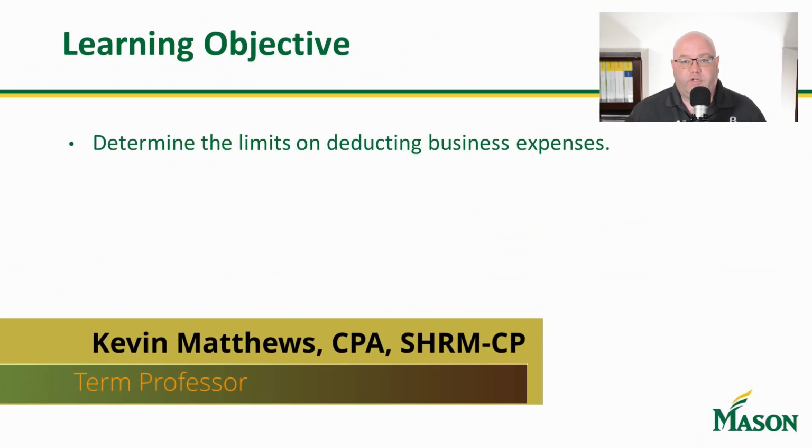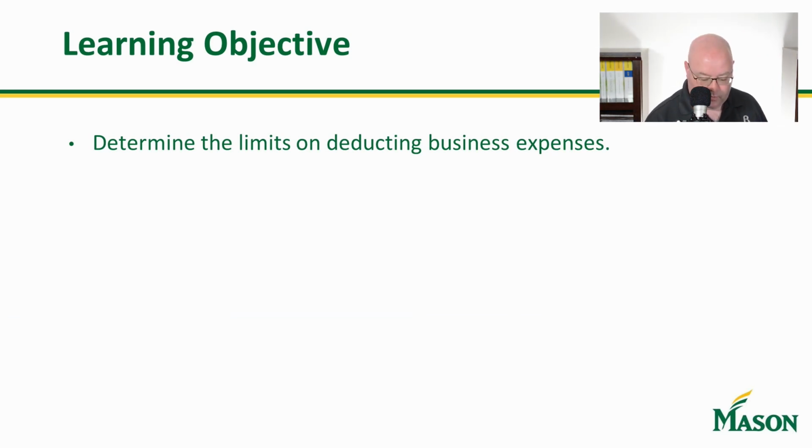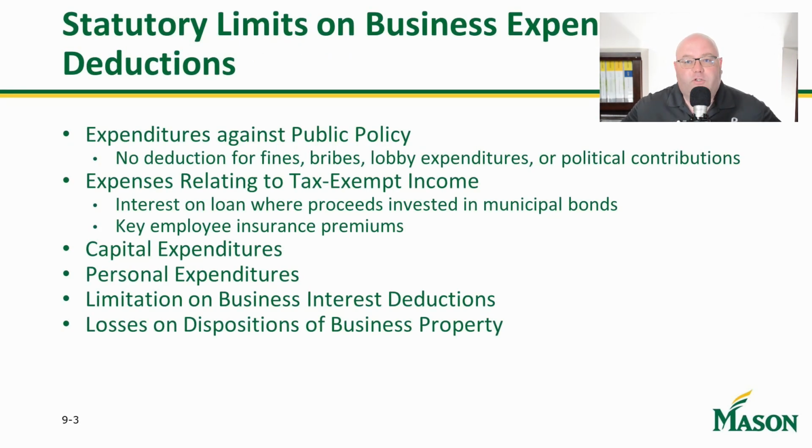Okay, so the learning objectives we're going to have in this slide is going to be determine the limits on deducting business expenses. And there's some statutory limits on business expense deduction that we're going to have to go over. For example, expenditures against public policy. There's no deduction for fines, bribes, lobby expenditures, or political contributions.